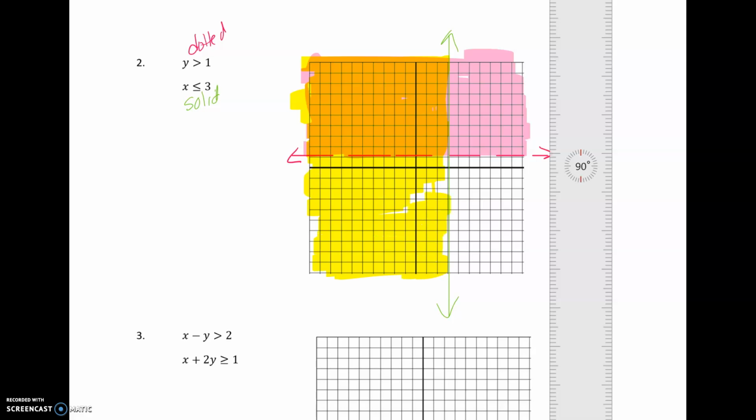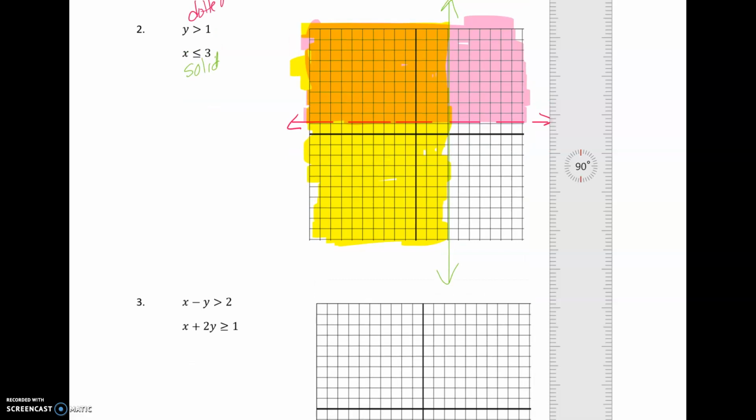And again, where mine overlaps in orange is where the solutions are. So let's look at this. If I wanted to name a solution, I could say on the y-axis right there, I could say 0, 2. If I wanted to name a point that's not, obviously, again, the origin is not a solution. Just so you're familiar with those.